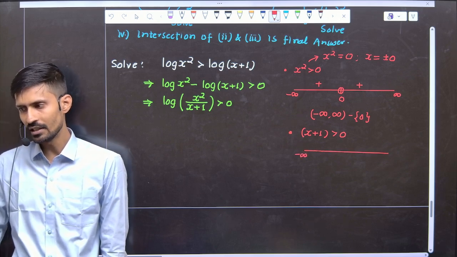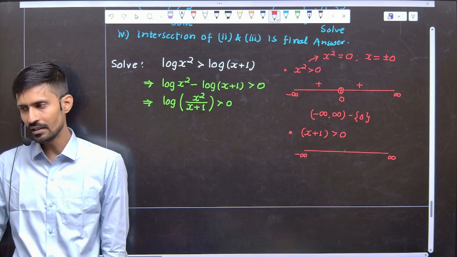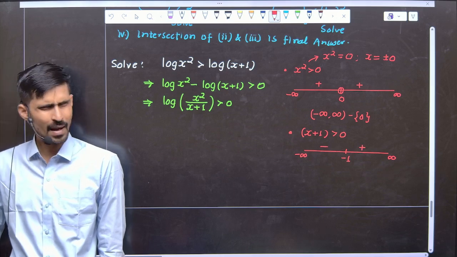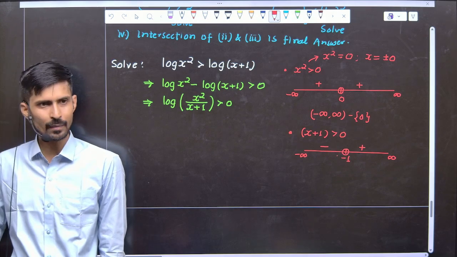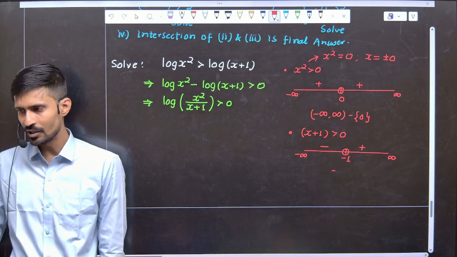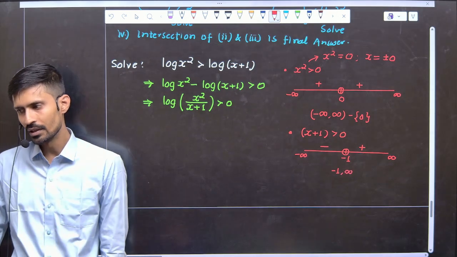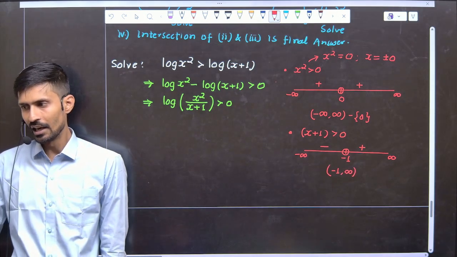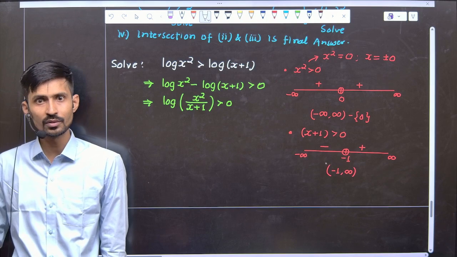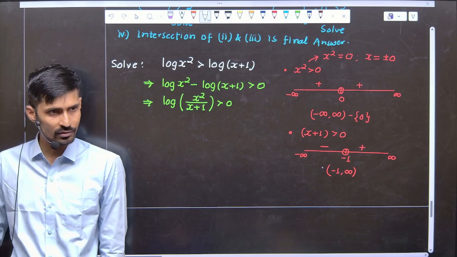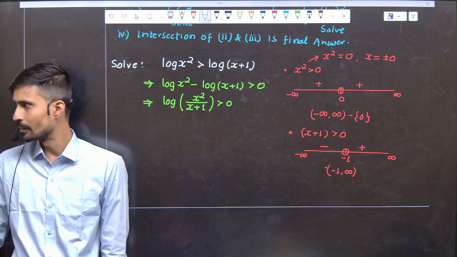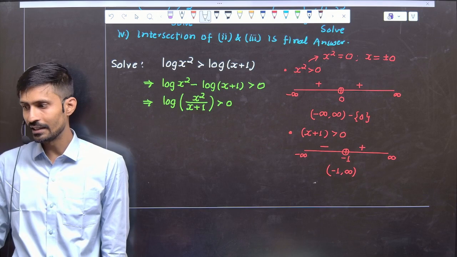I will draw number line. Minus infinity, plus infinity. This will be minus 1, plus minus. I know that directly equals to sign is not present. Open bracket. You want greater than 0. It means minus 1 to infinity, open bracket. Now we'll take intersection of both for finding the domain. When you have two log, you find domain of both separately, and after that take intersection.